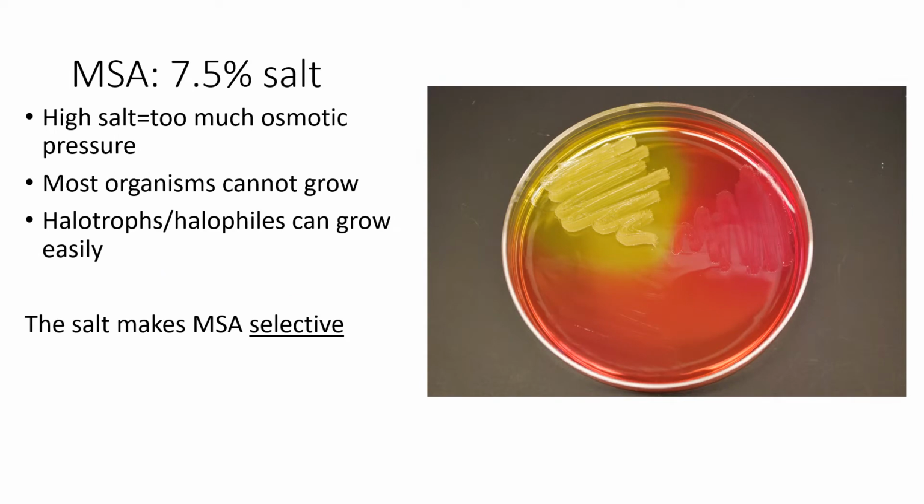So mannitol salt agar has 7.5% salt in there. That's just too much osmotic pressure for most organisms. That is a lot. So most organisms cannot grow on this plate because it's just too salty. Only the halotrophs or halophiles can grow here easily. This is what makes mannitol salt selective.